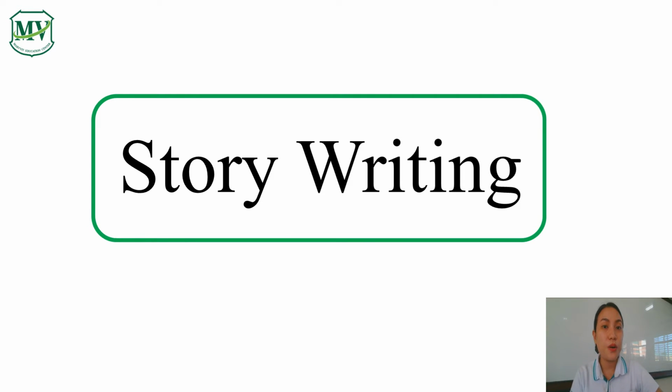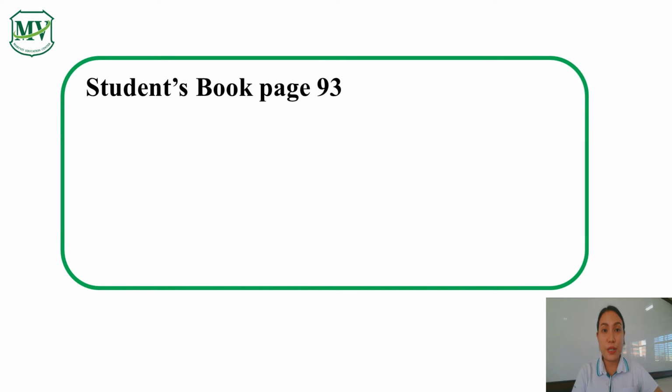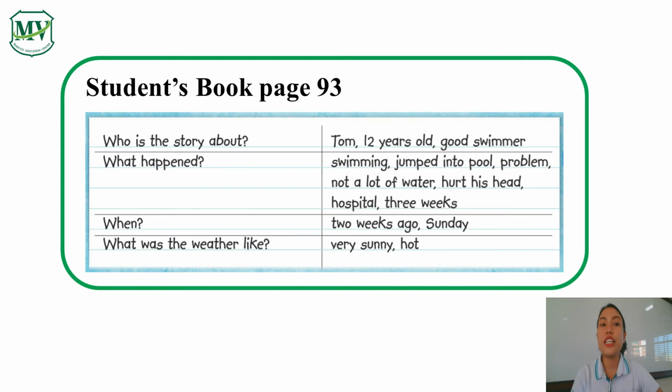Earlier, I mentioned that you are going to make your own story. So, are you ready? It's activity time! For your activity, please get your student's book, page 93. In your student's book, we have an example of a short story. The story is all about Tom, who is 12 years old and a good swimmer. He is the character in the story.